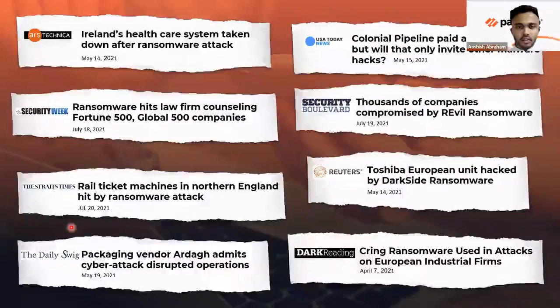And this is a quick overview of what kind of attacks we are seeing, right? Colonial Pipeline was called out. This was also one of the major highlights in US news. I'll also talk about one more big highlight which has happened all the last year. 2020 was full of those news. So we'll talk about that, right? Toshiba was also infected. A lot of rail companies were infected. Fortune 500 companies were infected.